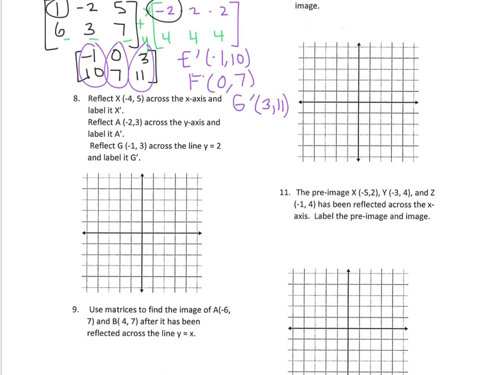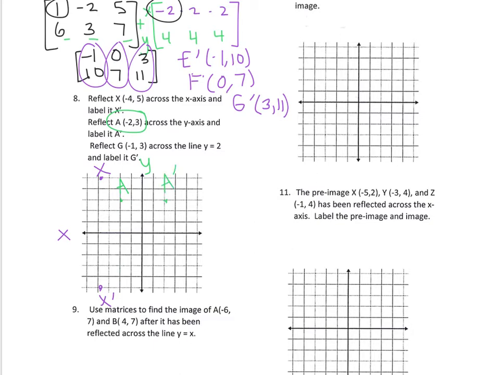Okay, then reflect X, which is at negative 4, 5. So that is right here, X, across the x-axis. Here's the x-axis. So it's going to be down here, I write X prime. Reflect A, so A is at negative 2, 3, across the y-axis. So this is the y-axis. It's going to go on the other side and be A prime.